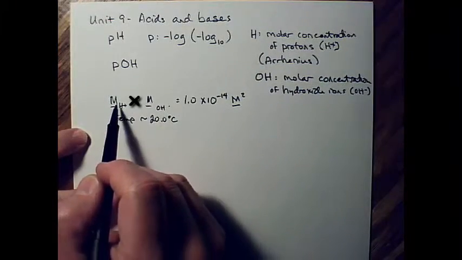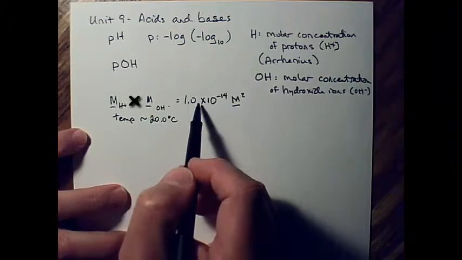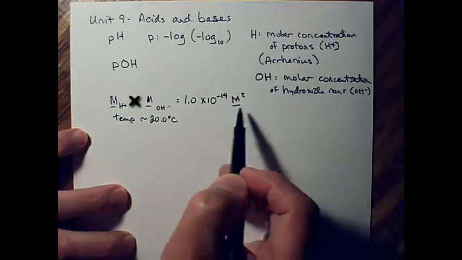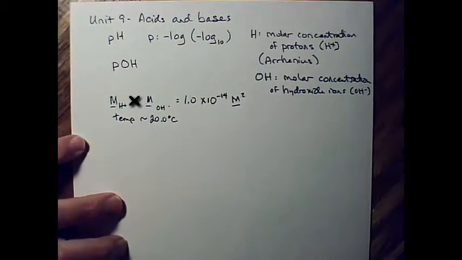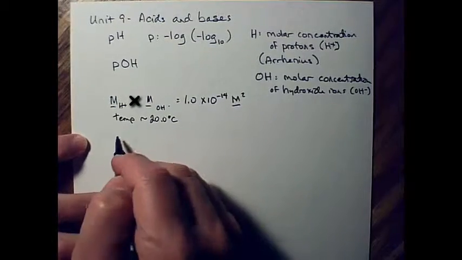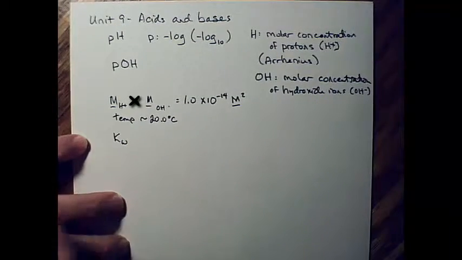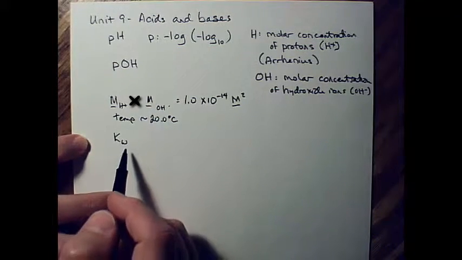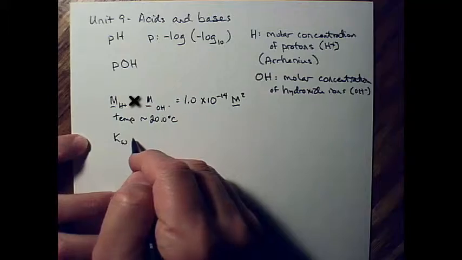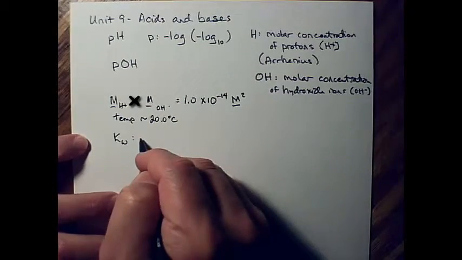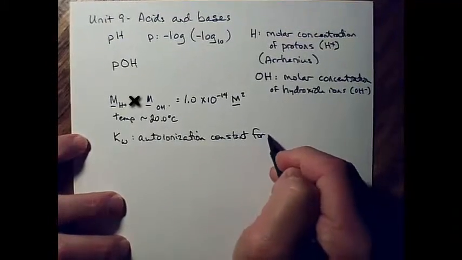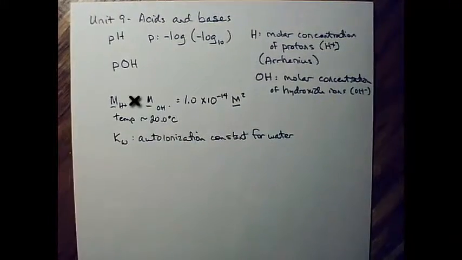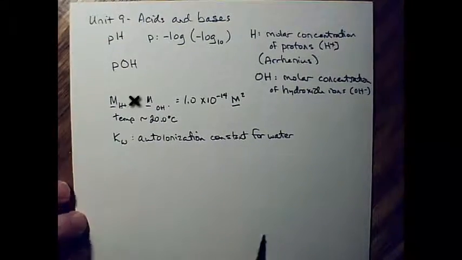Well, if I multiply one variable times another variable and I always get the same number, what do we call a number like this? A constant. We have a special symbol for this constant because it's so important. We call this the auto-ionization constant for water, capital K, capital W as a subscript. The little W is for water.